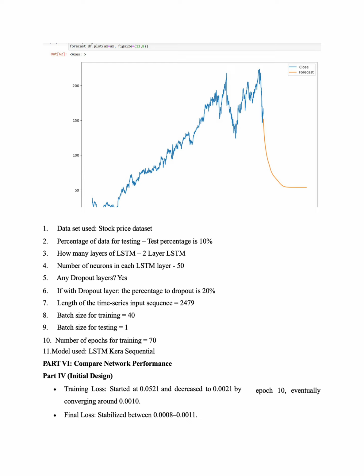The batch size for testing is the same as the previous design, which is 1. The number of epochs for training is 70, whereas in the previous design it's 100. So the major comparisons of both LSTM performances are, in part 4, training loss started at 0.0521 and decreased to 0.0021 by epoch 10. Eventually the final loss stabilizes between 0.0008 and 0.0011.